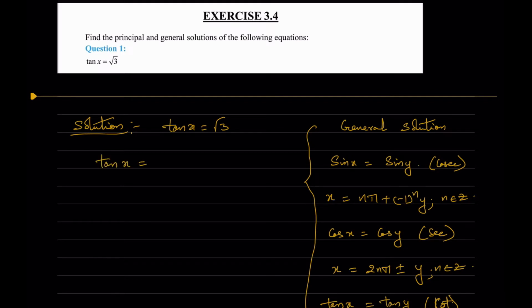Where do we have tan x is equal to root 3? Tan pi by 3, that is tan 60 is equal to root 3. Right? So now here you are having tan x is equal to tan pi by 3. Therefore, if tan gets cancelled, you are getting x is equal to pi by 3. So this is one of the principal solutions of the equation tan x is equal to root 3.